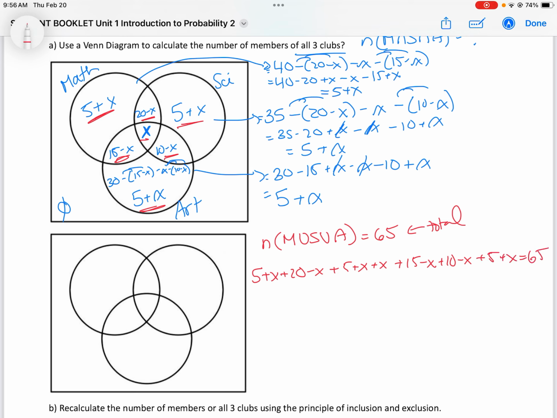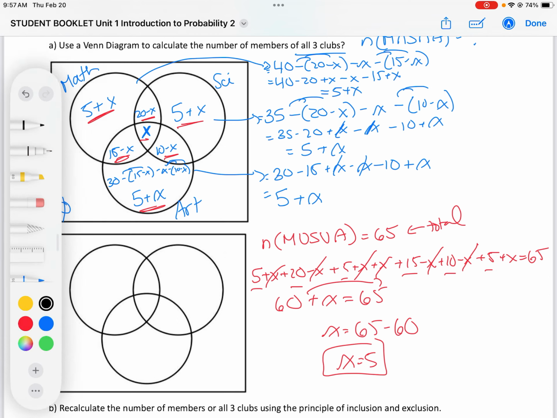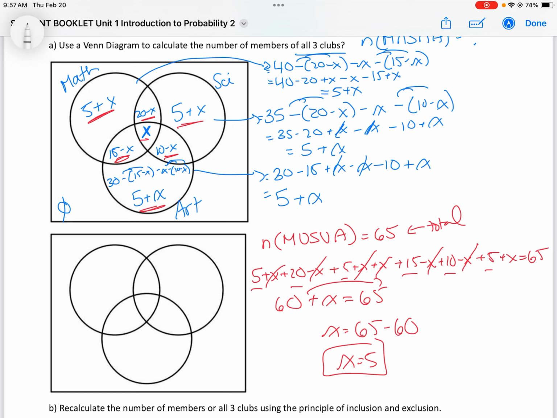Okay, 65. So 5 plus 20 plus 5 plus 15 plus 10 plus 5. I get 60. Now, X and negative X cancel. This X and this negative X cancel. This X and this negative X cancel. We're left with just an X. Okay, equals 65. Bring this over, X equals 65 minus 60, X equals 5. Just so happens to be 5, not necessarily going to match up all the time. So we have the number in the intersection is X equals 5.